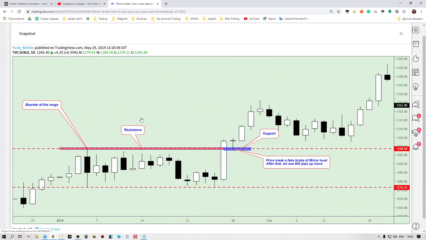Example of a mirror level. Take a look like this. This candle is the border of the range. It is a key level because after that, for 3 weeks, price was in this range. When price rose up, all the people who had sell positions and set stop losses above this range became fuel.